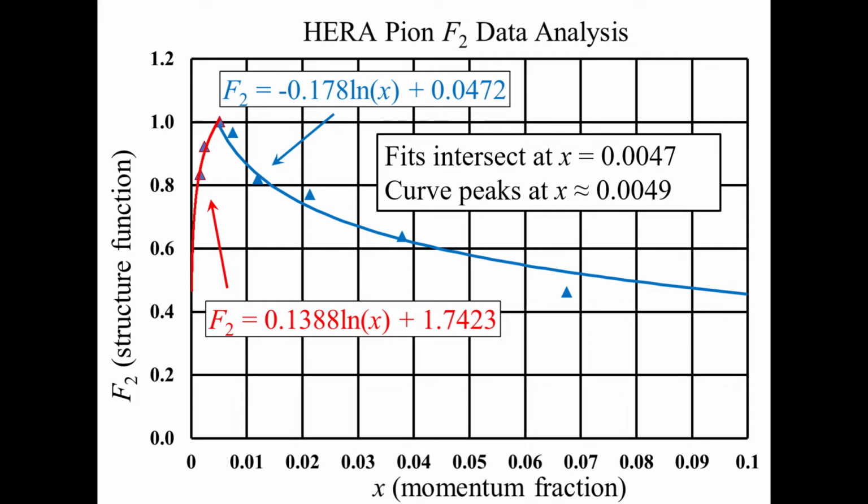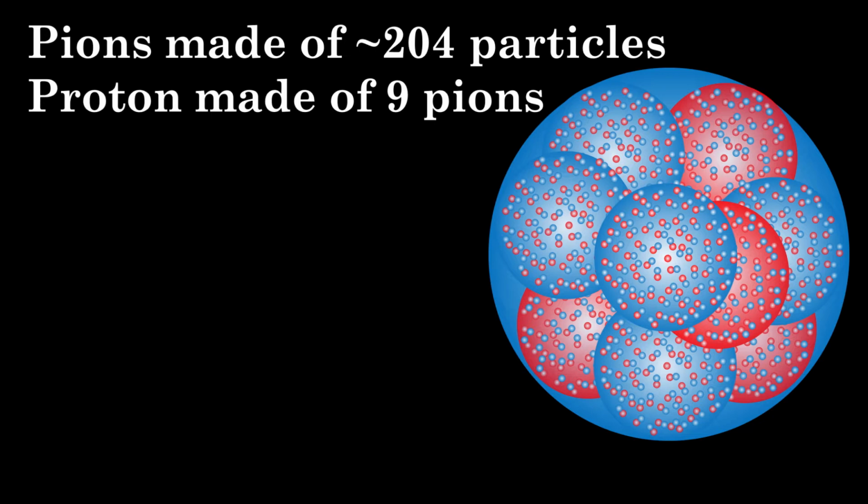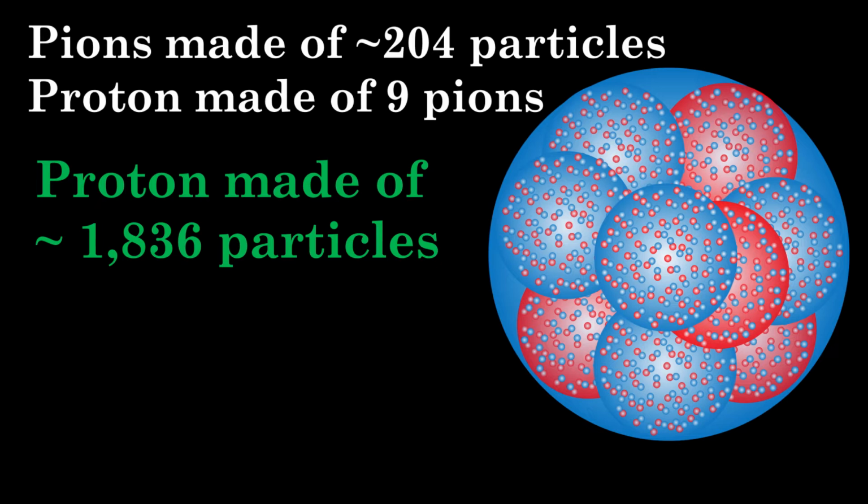Analysis of this new pion F2 curve reveals that it peaks at around x equals 0.0049, or about 1/204th of the pion's momentum. This means that on average, there are 204 particles in each of the pions in the proton. If there are 9 pions in a proton, this suggests that the proton is made of about 1,836 of the pion component particles, and the pion is made of particles that are about 1/1,836th the mass of the proton.